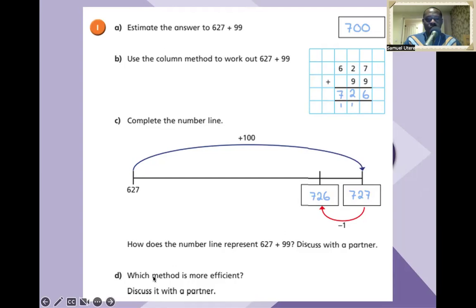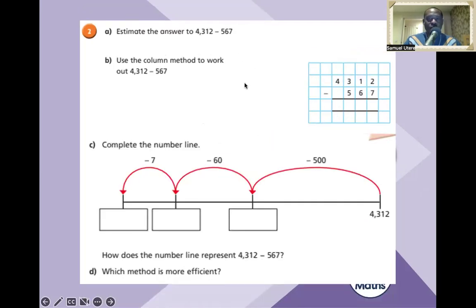And then next, you're asked to discuss this with a partner, which we've discussed. I just discussed it now. And which method is more efficient? I actually would use the mental method. So I would have done this a long time ago to say, well, 627 plus 100 is 727. I just need to make my answer 1 less because I've added 1 more instead of 99. Okay. Pause the video and answer question 2 in 3 minutes.